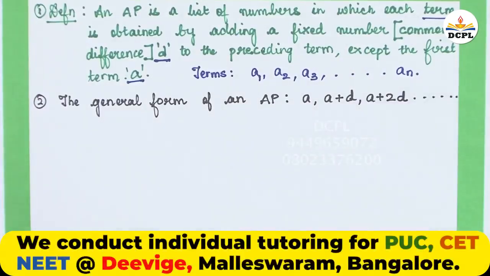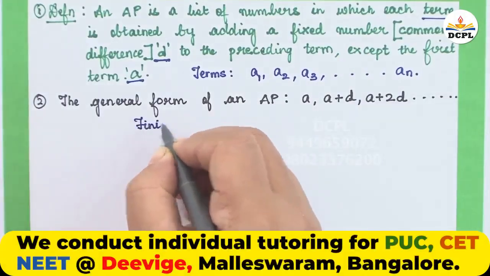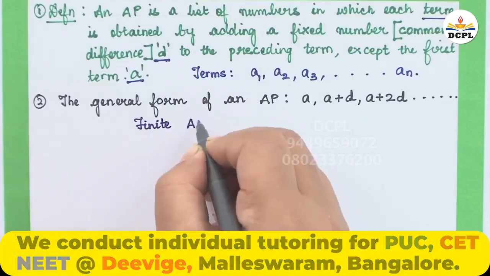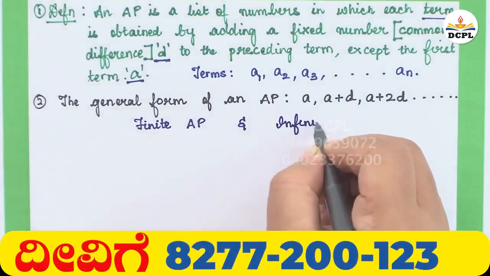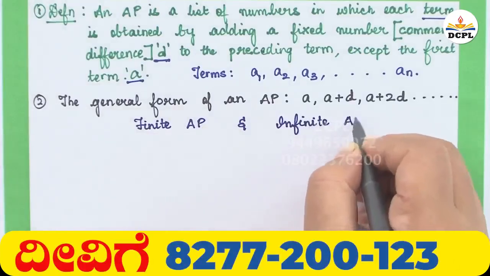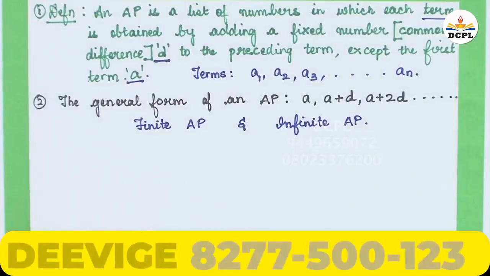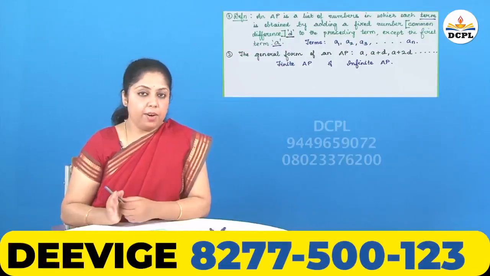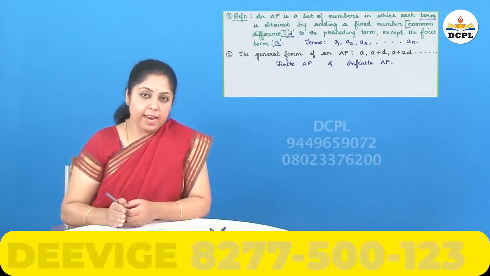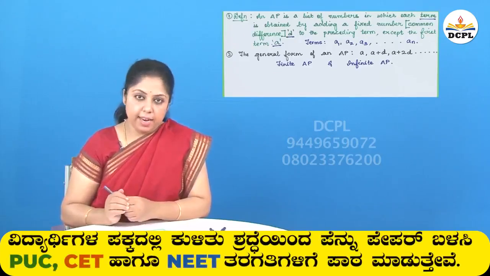Next concept we studied was the concept of finite AP and infinite AP. So depending on whether the last term is known to us or not, the AP can be classified as finite or infinite. That is, if the last term is known, then it is called a finite AP. If the last value is not known, it is called an infinite AP.